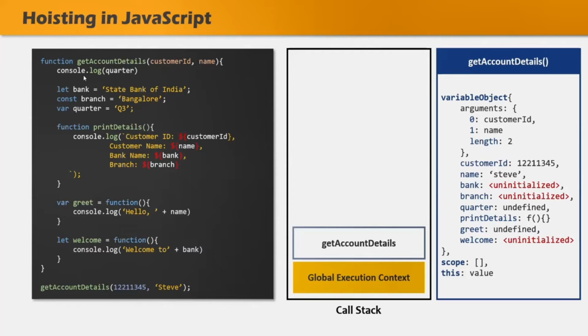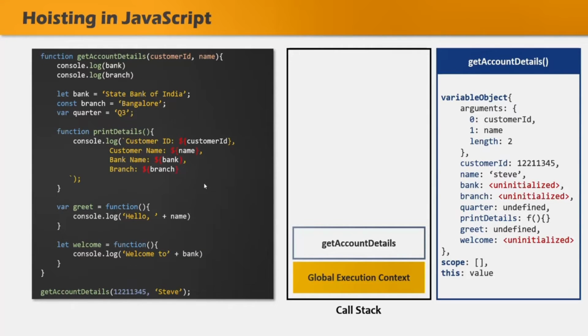But remember that when we use them before they are created, they are not going to give us the expected result. In this example, when we are logging this quarter variable before it is created, our expectation is it should log Q3. But here it is not going to log Q3. Instead, it is going to log undefined because that's the value which is currently stored in that quarter variable. And for let and const, it is going to throw us an error because these two variables are assigned with uninitialized.